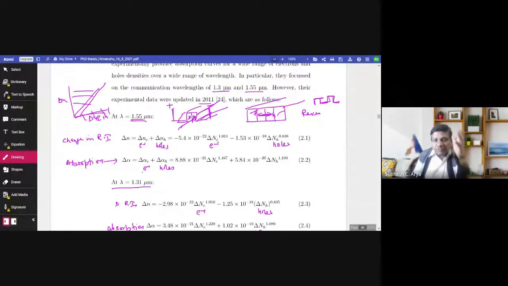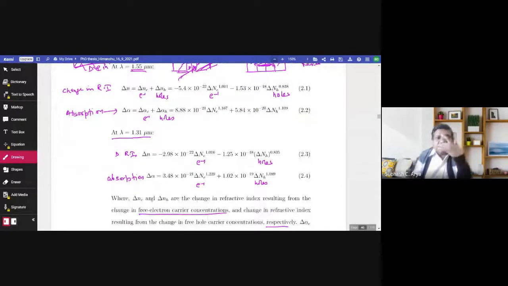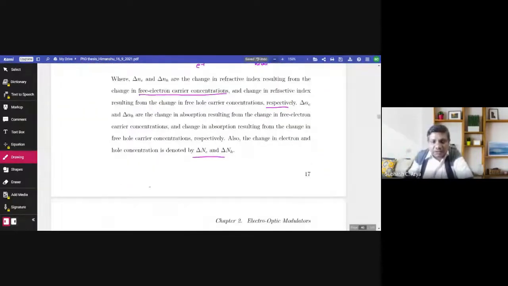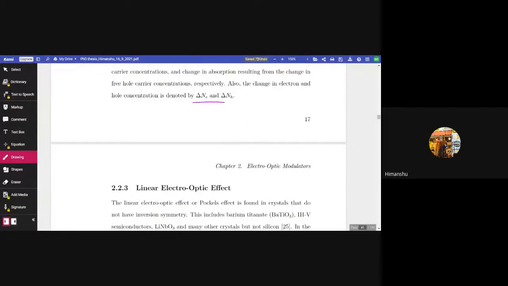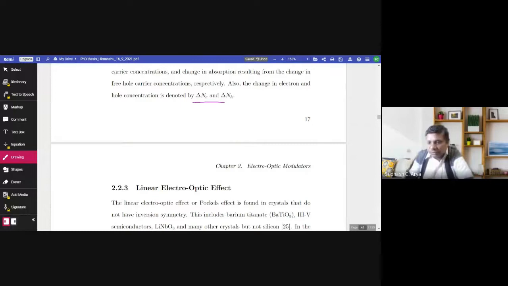For these two wavelengths, these are empirical results. These are the curve fitting coefficients, like minus 5.4 and minus 1.53, and 8.88 and 54, etc. These values are extracted from the curve fitting formula. Similar goes to this one. With this, any question? You can ask any question if you wish. You can write in the chat box also. If no, then Himanshu, go ahead.